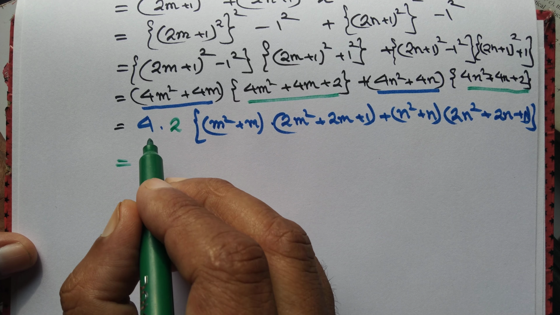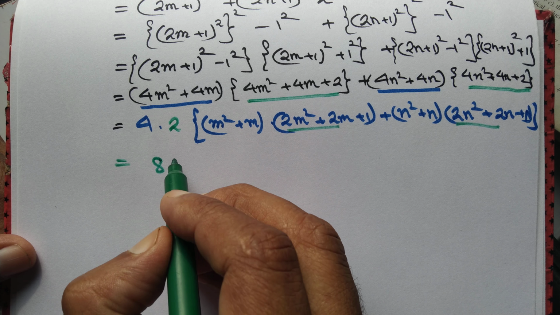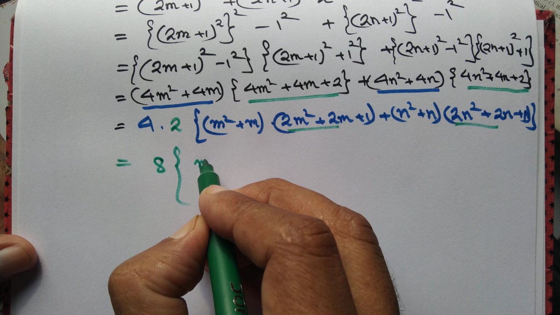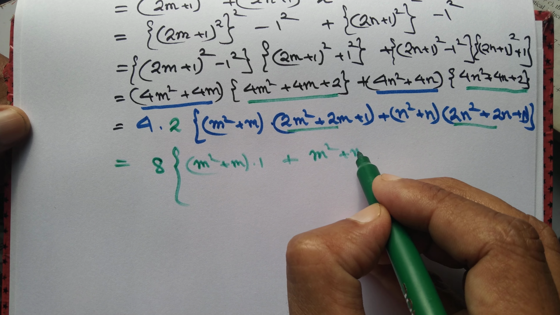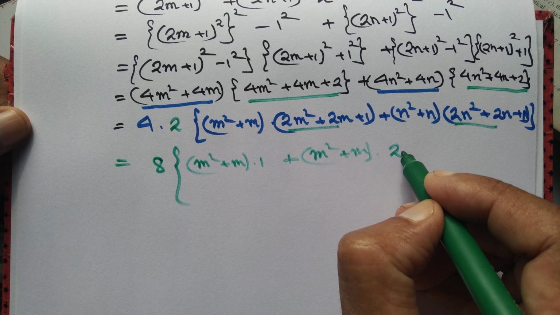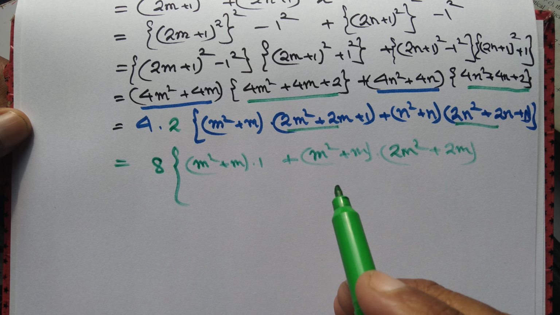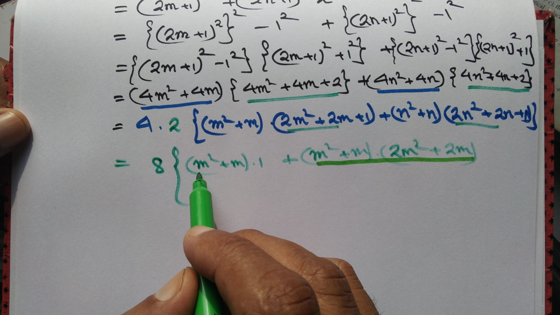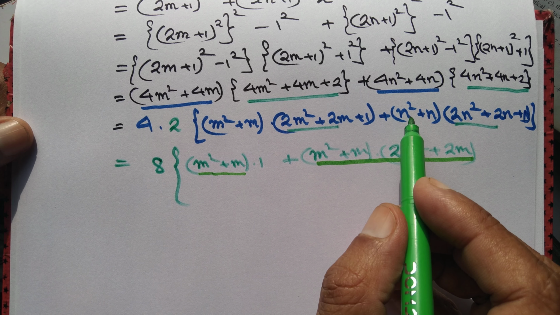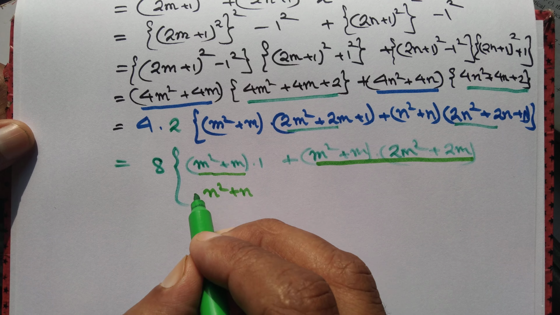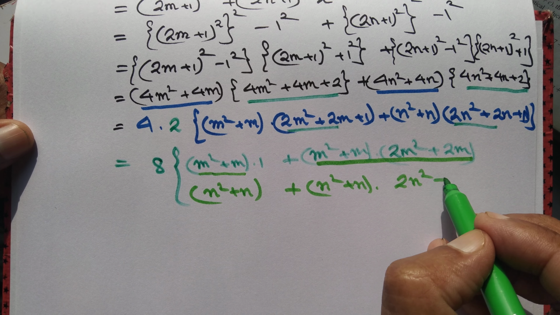So 4 times 2 is 8. You see that we got 2, but some expressions do not involve 2. Let's write it out. (m square plus m) times (1 plus (m square plus m) times (2m square plus 2m)). Once again, this expression is a multiple of 2, though this isn't, or it is. We'll see it soon. (n square plus n) times (1 plus (n square plus n) times (2n square plus 2n)).